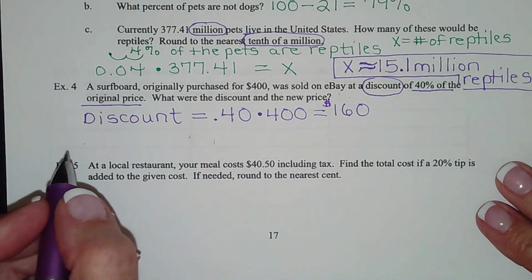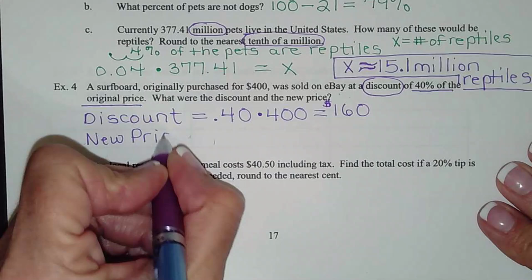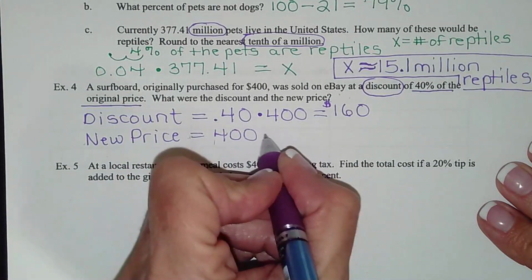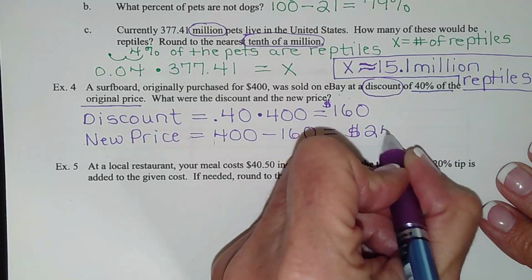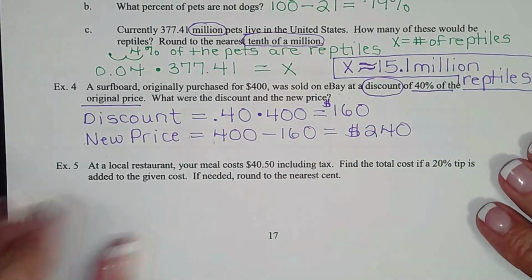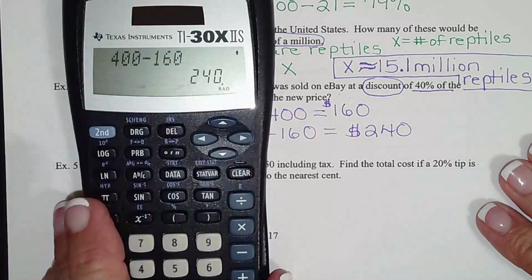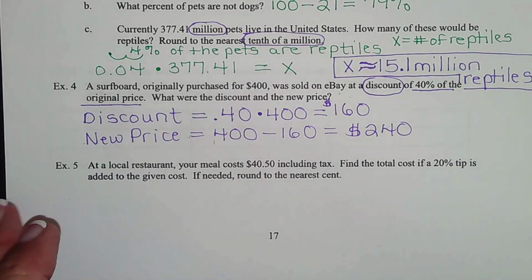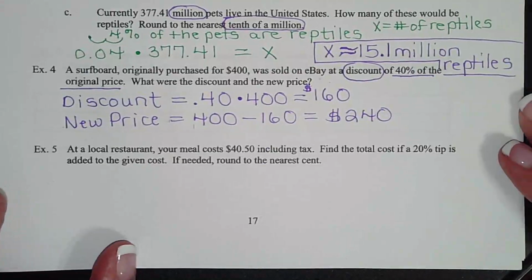So then to find the new price, I think you guys all probably know that. You take the original minus the discount, and that gives us $240. 400 minus 160, 240. Nice, huh? So knowing translations is very helpful when you are doing word problems with percents.